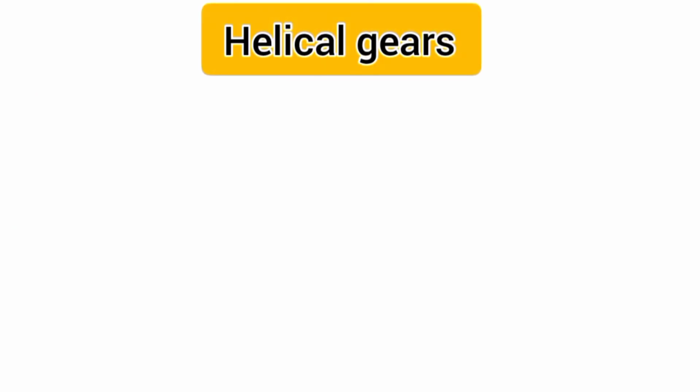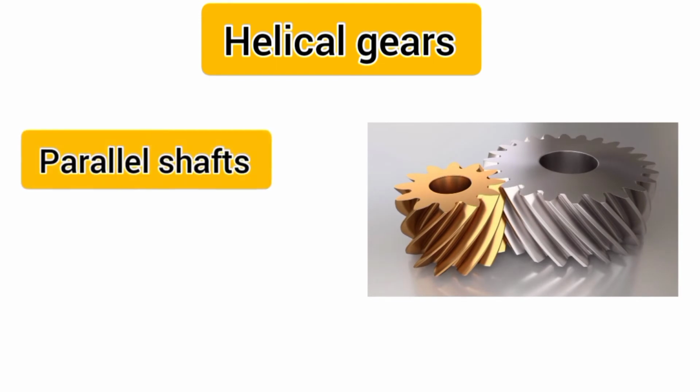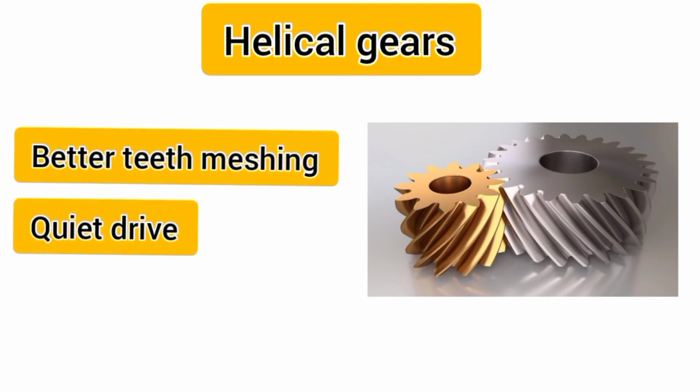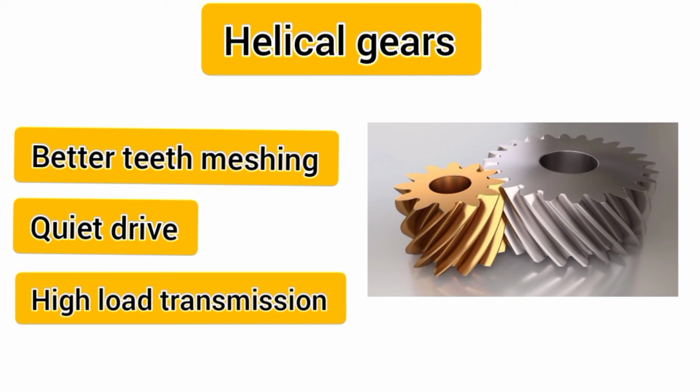Let's discuss some other types of the gears. Helical gears. Helical gears are used with parallel shafts similar to spur gears, but their teeth are cut at an angle. Sometimes this angle is called the helix because of its shape. Because of this, they have better teeth meshing than spur gears and have superior quietness and can transmit higher loads, making them suitable for high-speed applications.